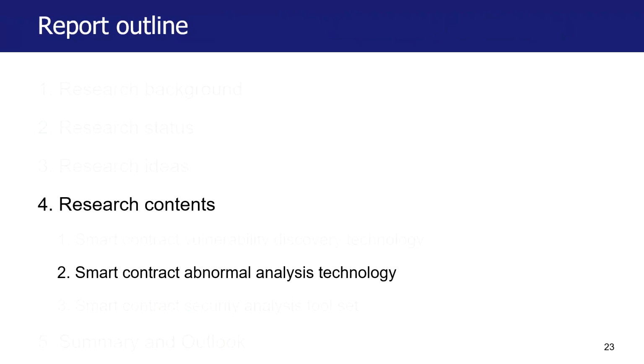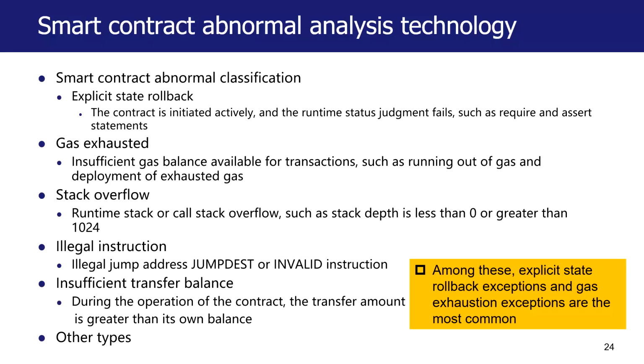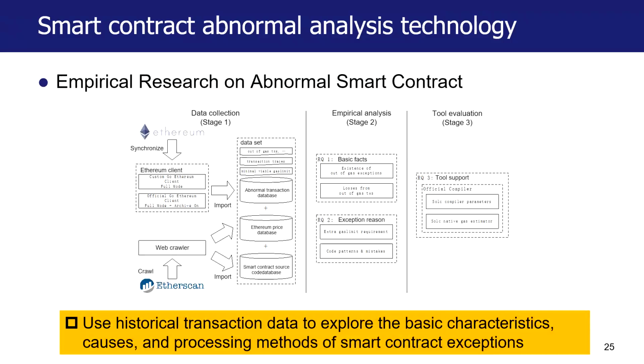Well, for the smart contract abnormal analysis technology, some research work covered the smart contract abnormal classification: gas exhausted, stack overflow, illegal instruction, insufficient transfer balance, and also other types. Here, one research work is an empirical research on the abnormal smart contract. They can use historical transaction data to explore the basic characteristics, process, and method of smart contract exceptions.